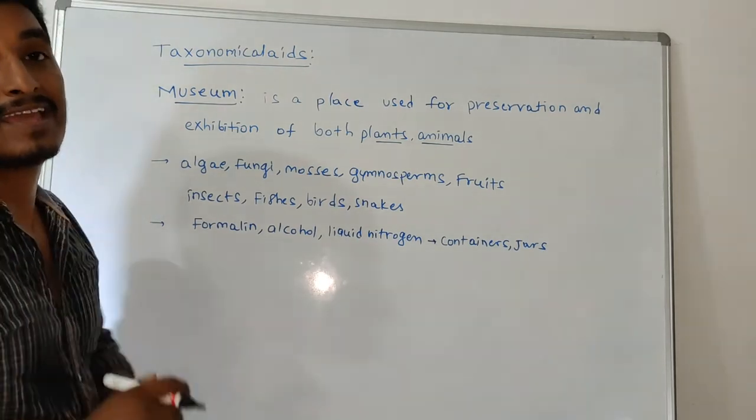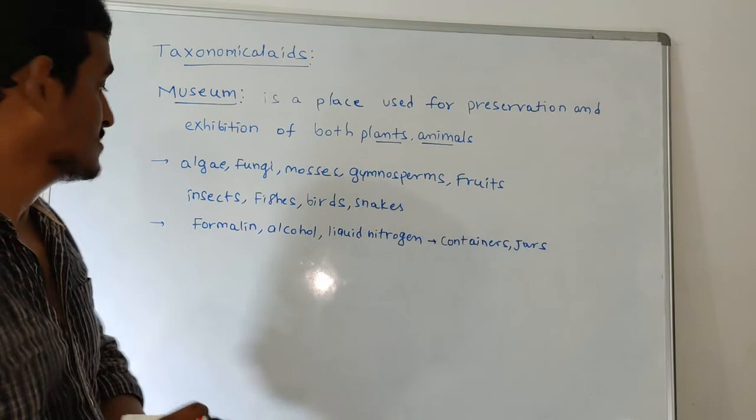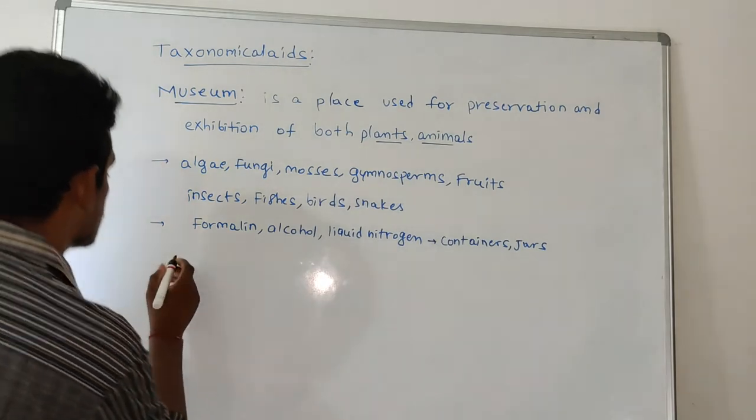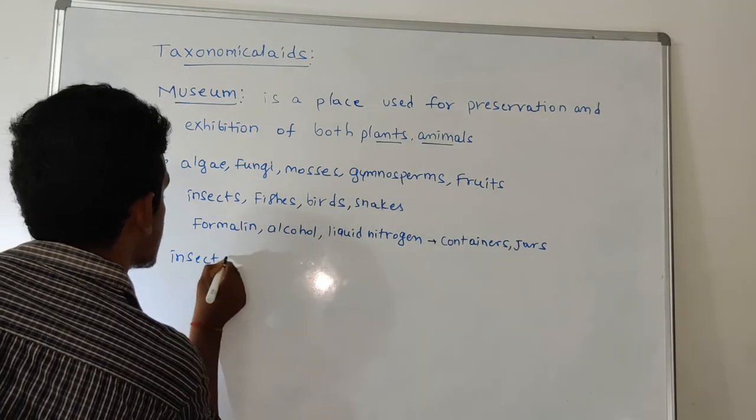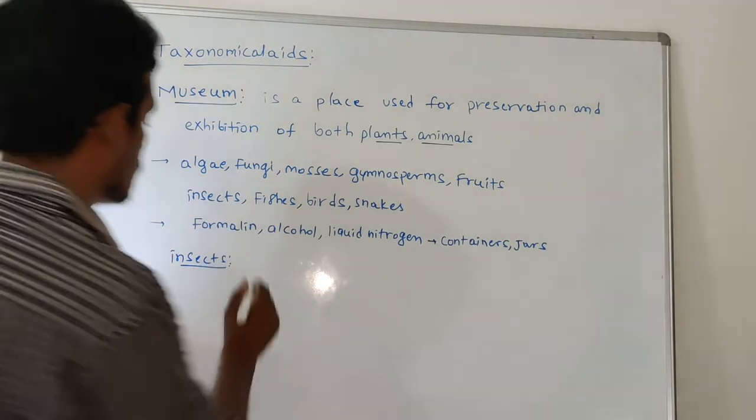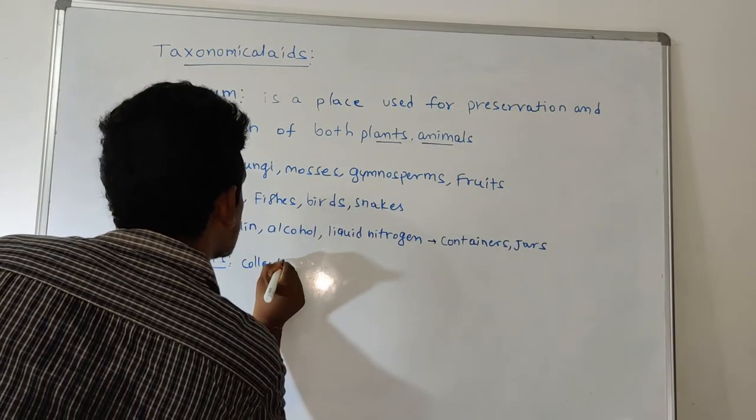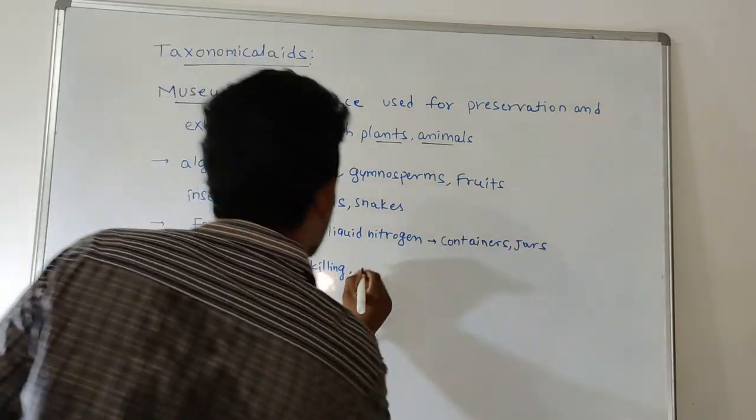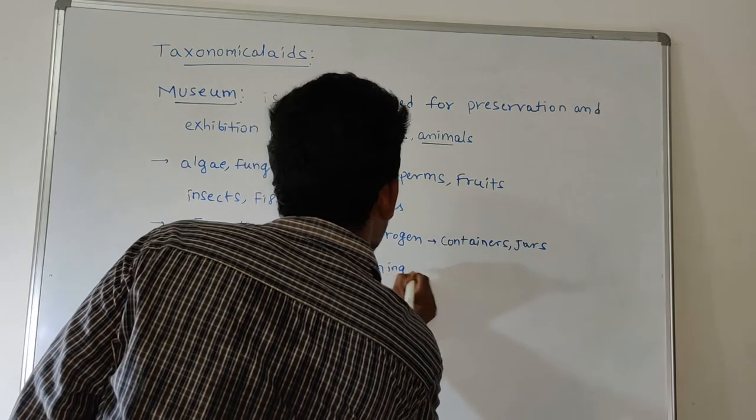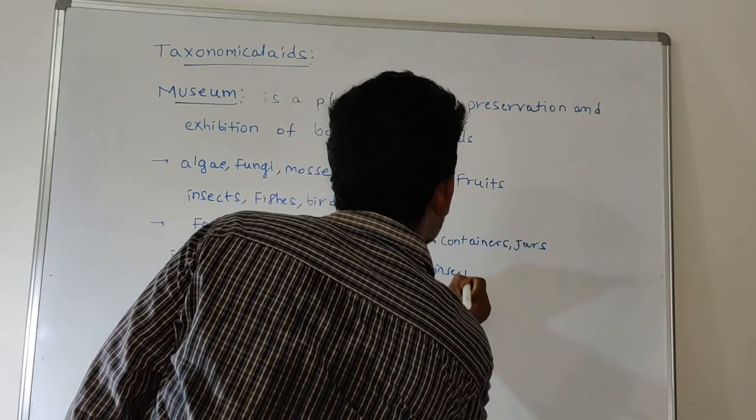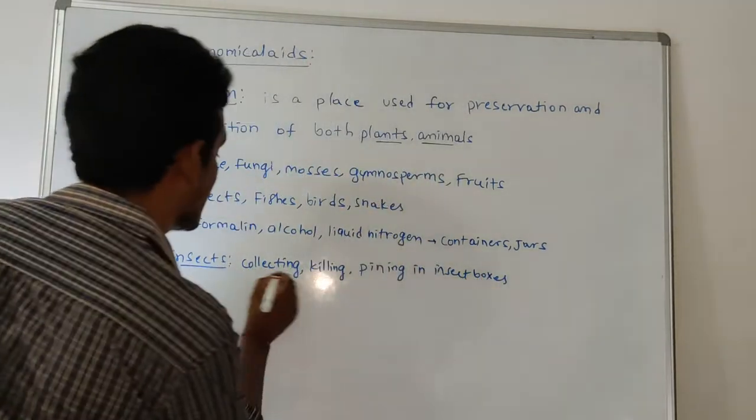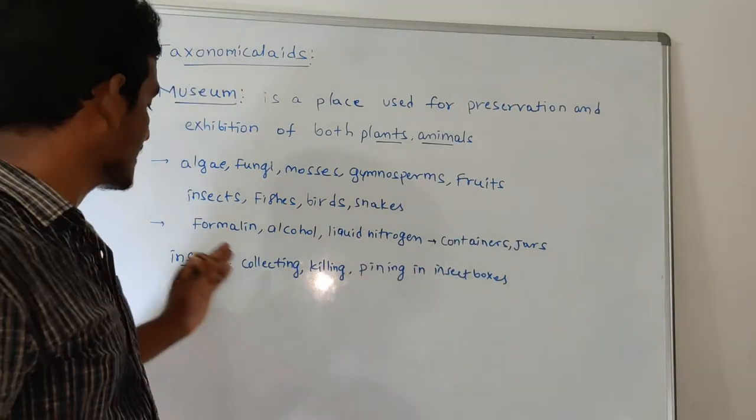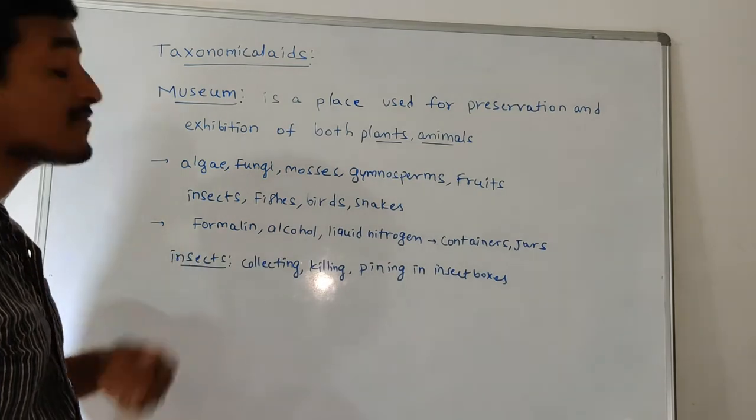For example, how do we preserve insects? We follow some steps. First we collect the insects, later killing, then pinning in the insect box. First we collect, later we kill all those insects, and later they are pinned into the insect box. That is the process of collection and preservation of insects.